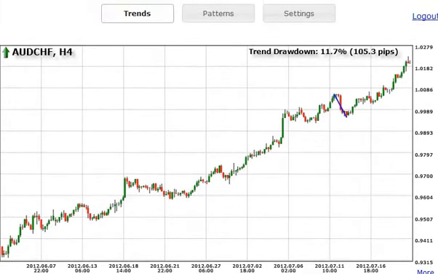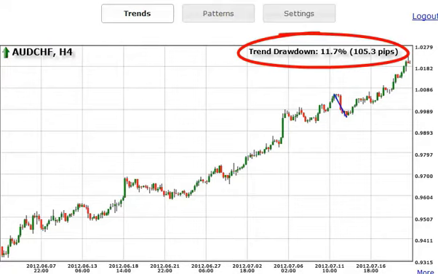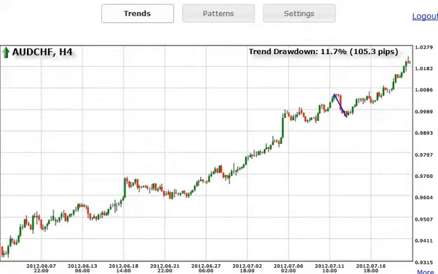The trend direction, pair and time frame, and the trend drawdown. The drawdown is very low. The trend looks very nice. This blue line is the maximum drawdown. This is how the best trend is determined. No indicators, but pure price action. You can read more about this method in the ebook you'll get right after you subscribe.